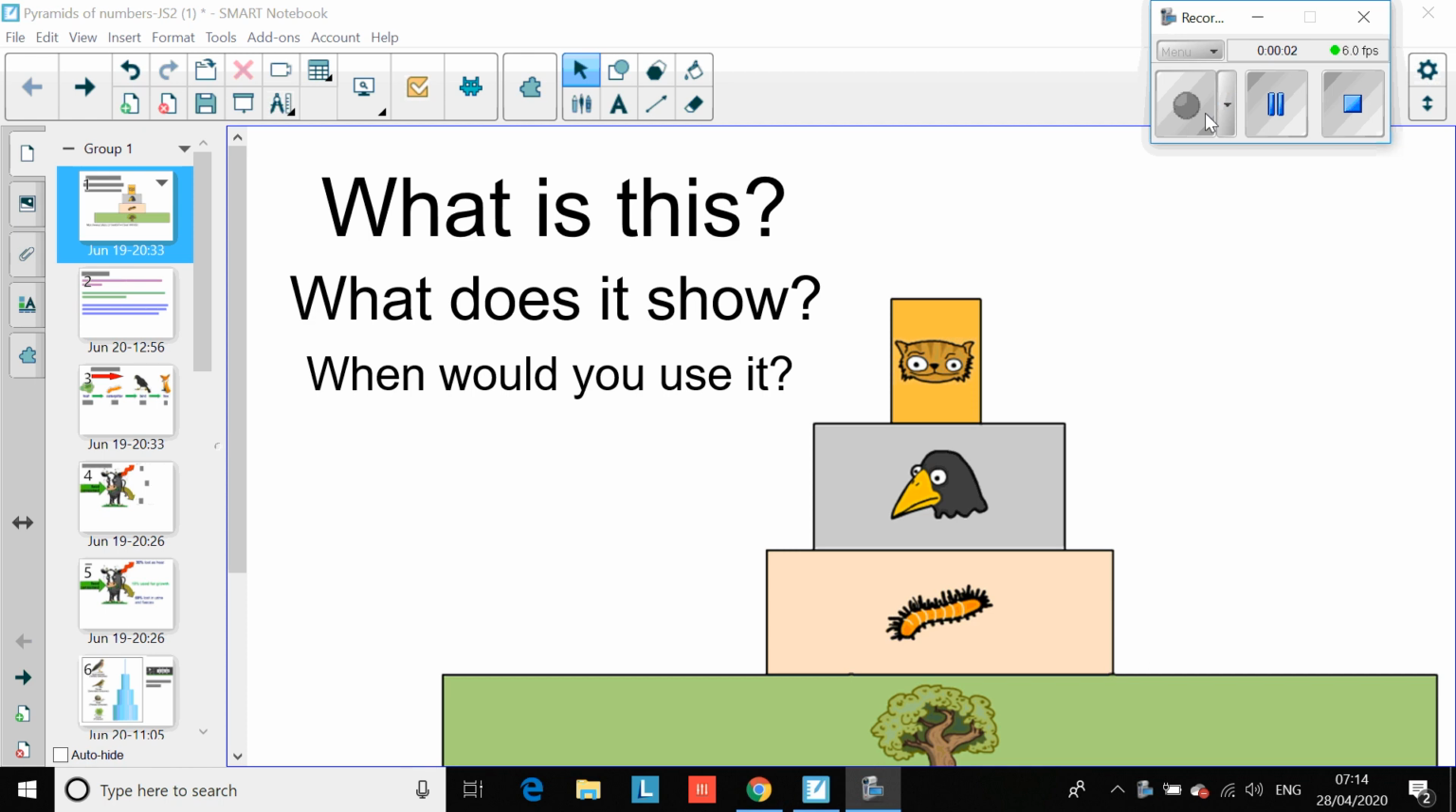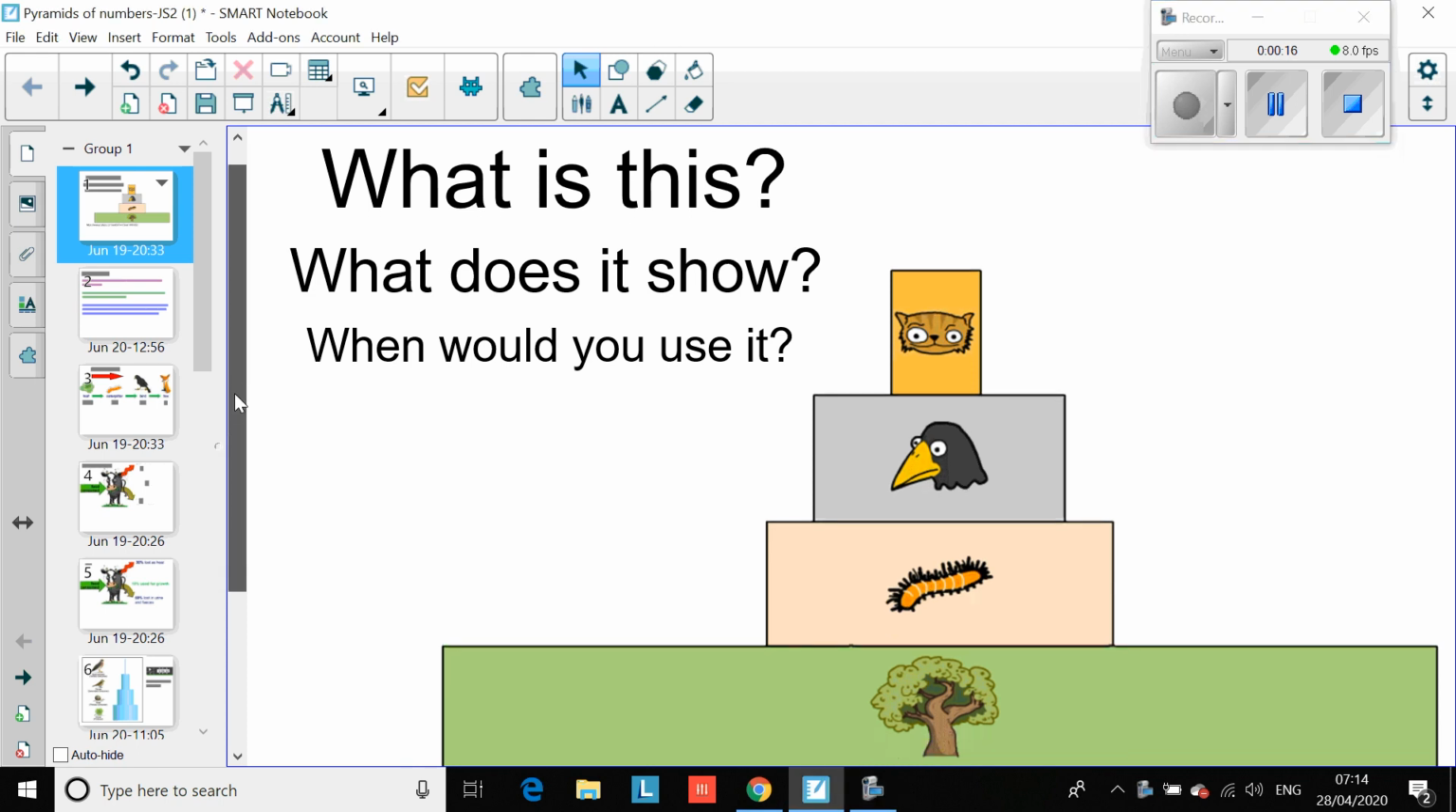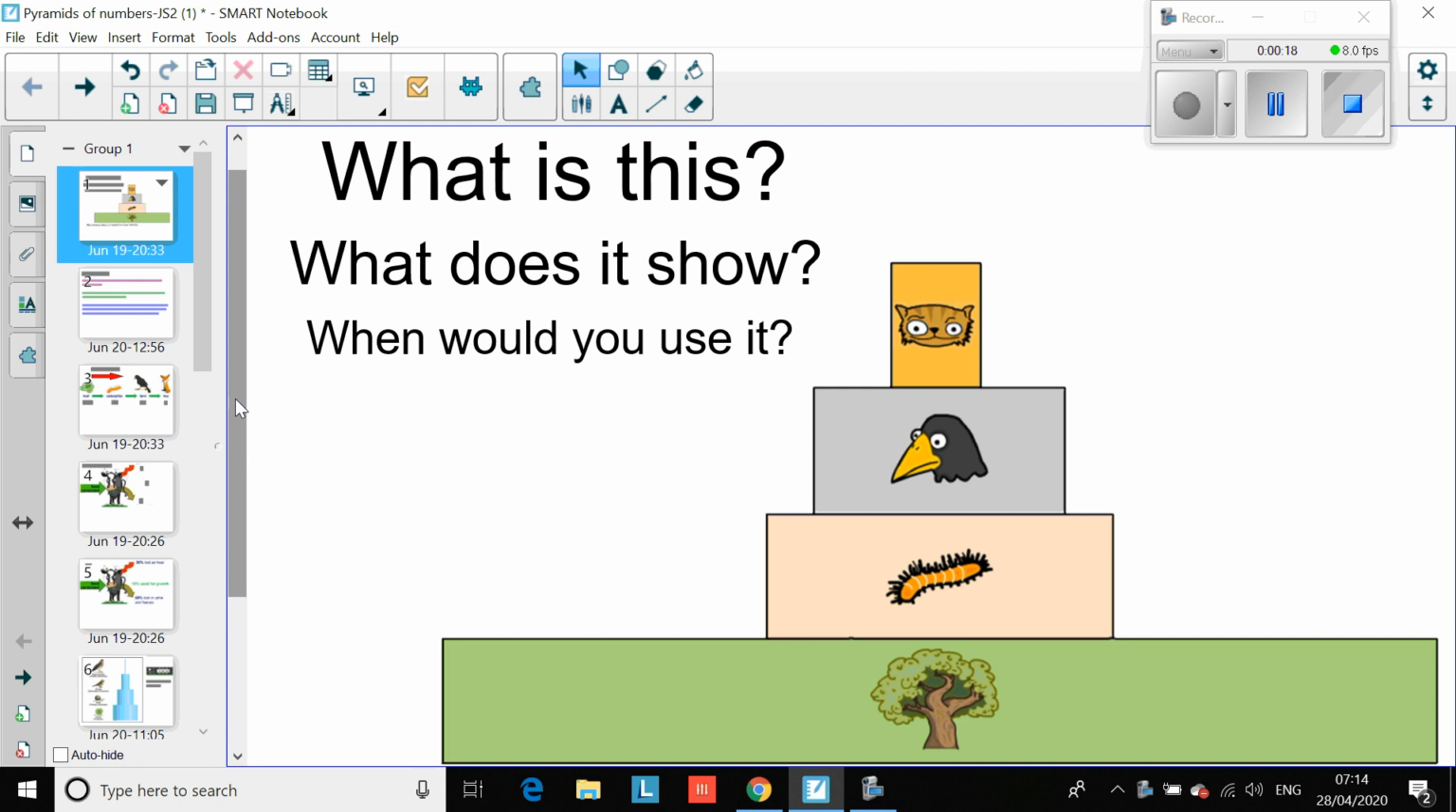Right, good morning, Year 7. So today what we're going to be doing is looking at a way of representing the organisms in a food chain. So what I would like you to do is just stop and think for a moment and try and answer these three questions. And if you want, you can quickly doodle this up into your book, okay?